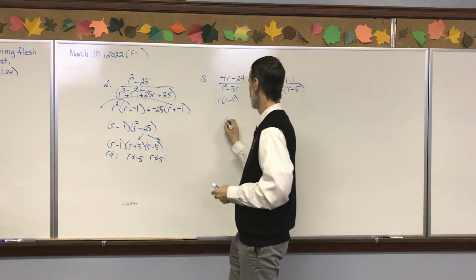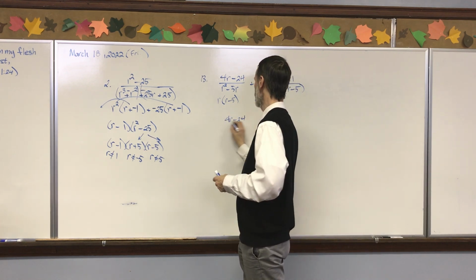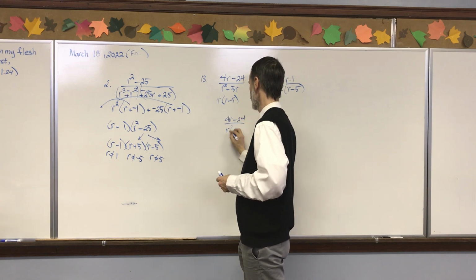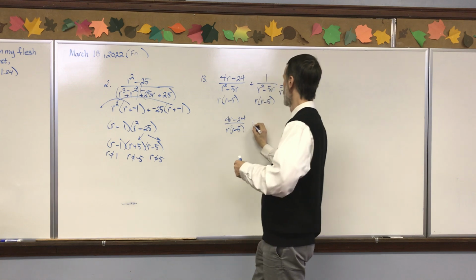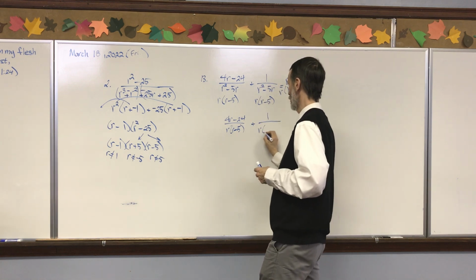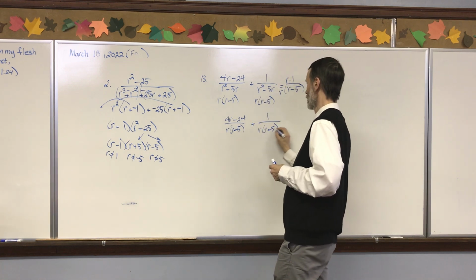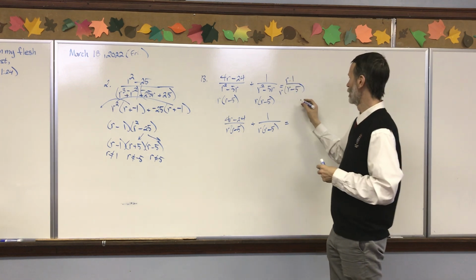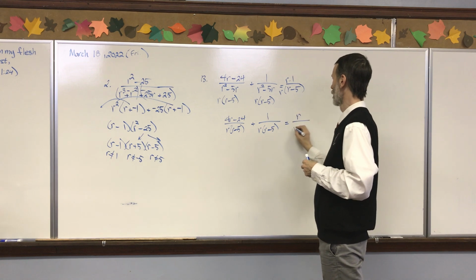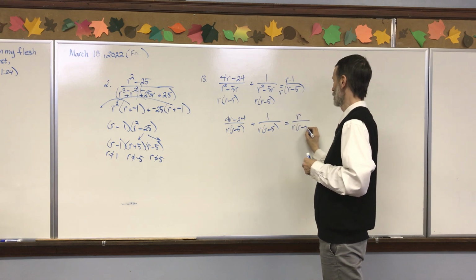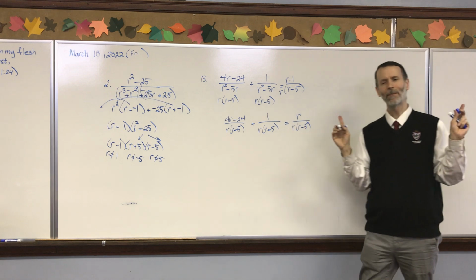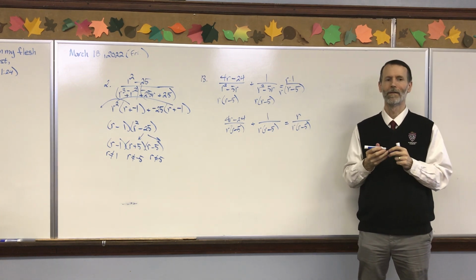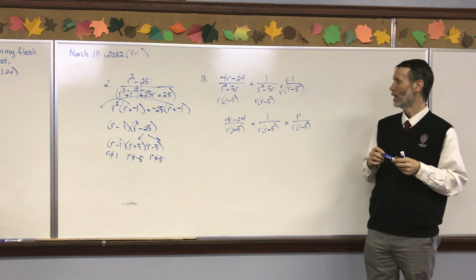So here's what it looks like. 4R minus 24 over R squared minus, I'll just do the parentheses, R minus 5. Plus 1 over R minus 5. Equals, what's this going to be? R over R, R minus 5. Do we have a common denominator now? Yes. What can we do? We can add. You definitely can.